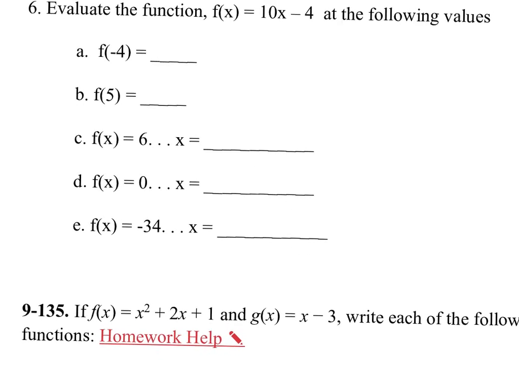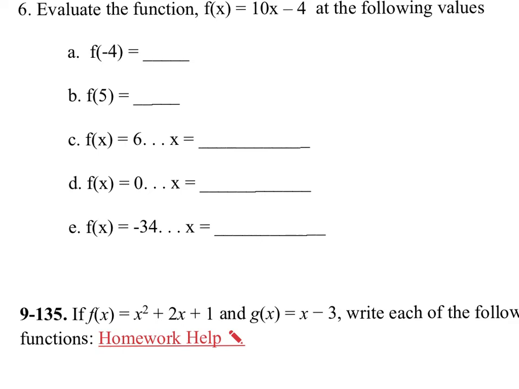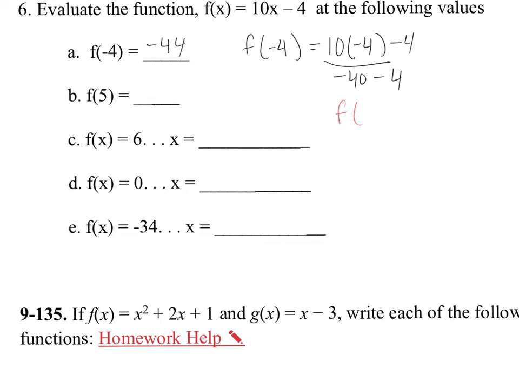Next, we're going to evaluate the function f of x at these values. So we're going to plug in negative 4 first and foremost. We'll take f and plug in negative 4. That means we're going to do 10 times negative 4 and then subtract a 4. 10 times negative 4 is negative 40, minus another 4. That'll give me negative 44. For the next one, we're going to take f and plug in 5. That means we'll take 10 times 5 and then minus 4. 10 times 5 gives me 50, minus 4 gives me 46.